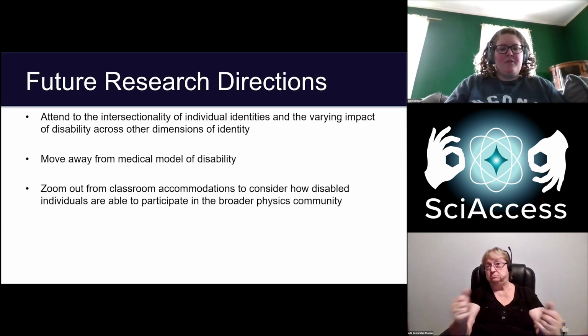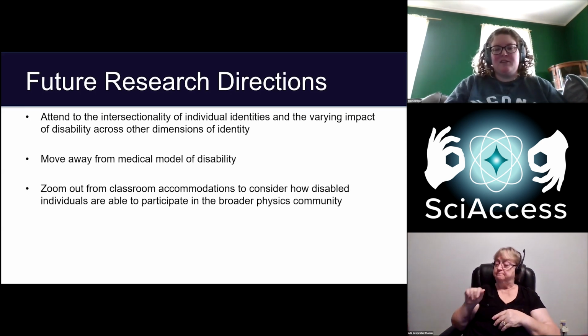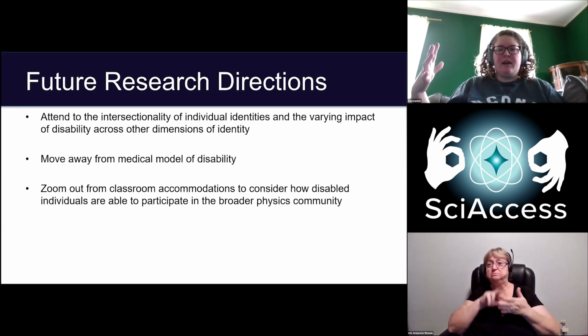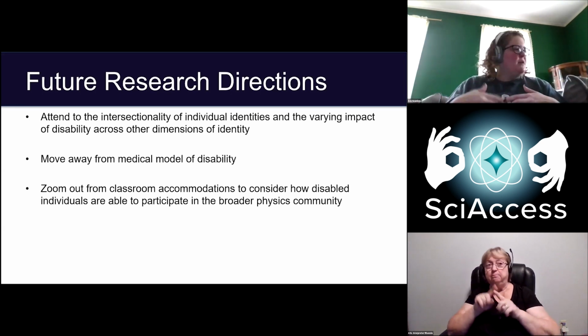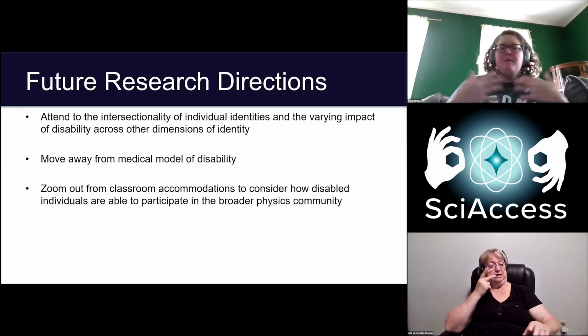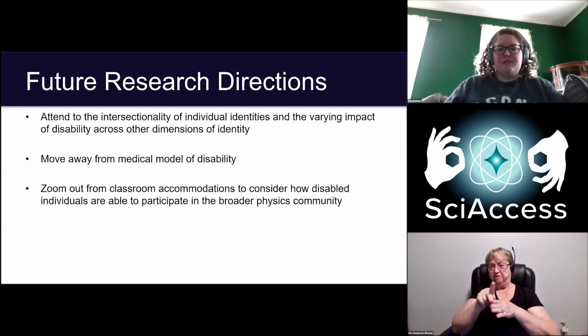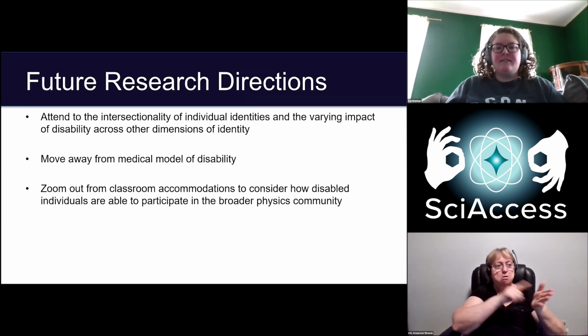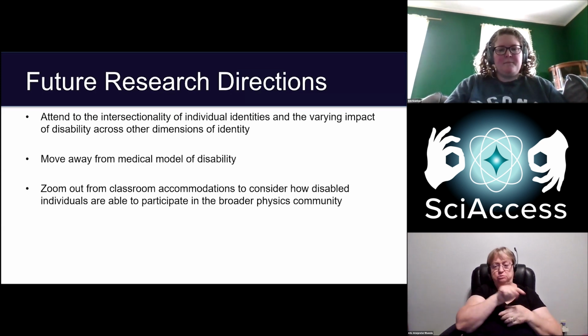And then we can zoom out of classroom accommodations to consider how disabled individuals are able to participate within the broader physics communities. So this means zooming away from post-secondary education and looking at the workforce and professional societies and mentorship opportunities for disabled individuals, and make sure that we are investigating the impacts of those other practices.